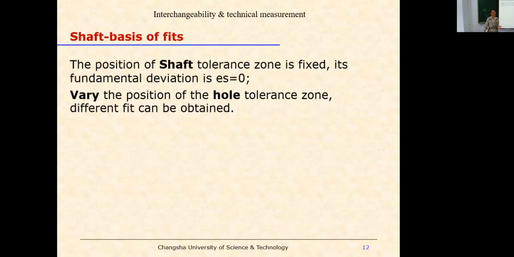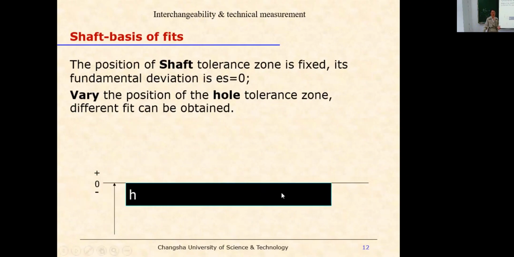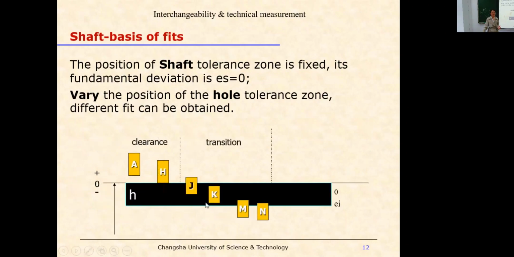The shaft basic fit: the position of the shaft tolerance is fixed, and its fundamental deviation is ES equals 0. So we fix the shaft, its ES equals 0, and we vary the position of the hole. A to H is clearance, from J to N is transition, and from P to ZC is interference.